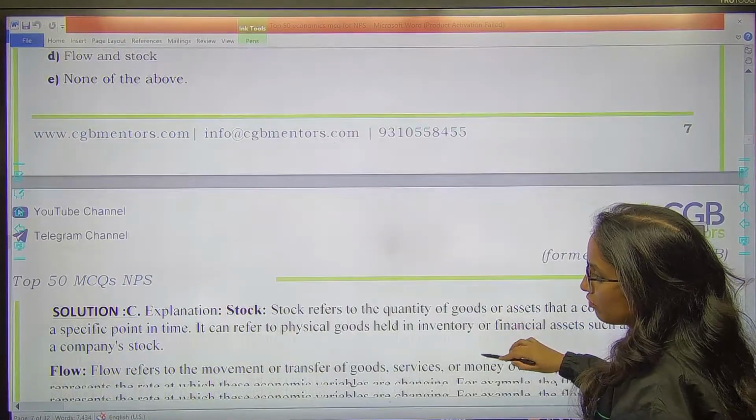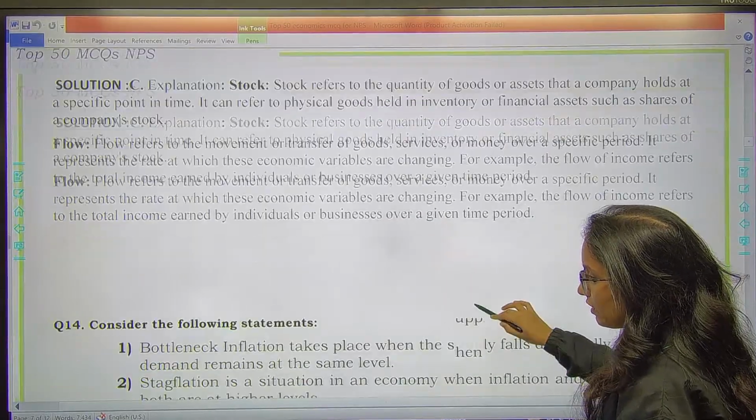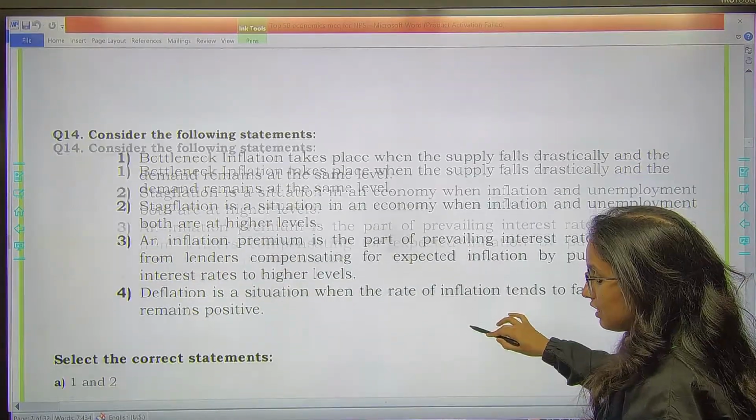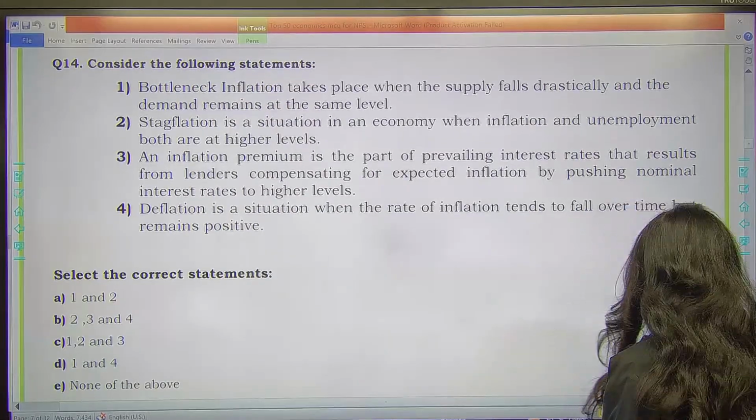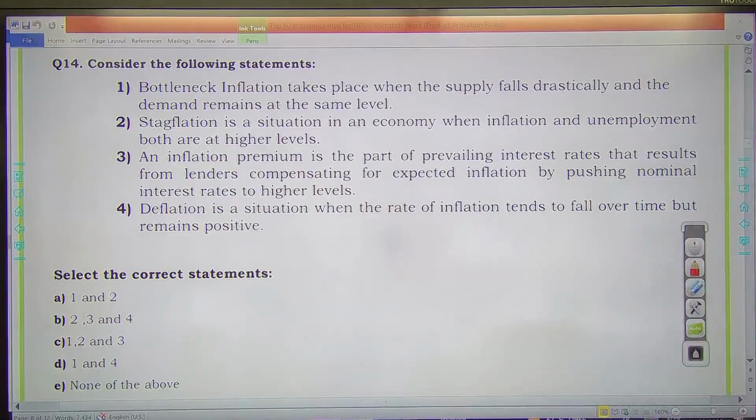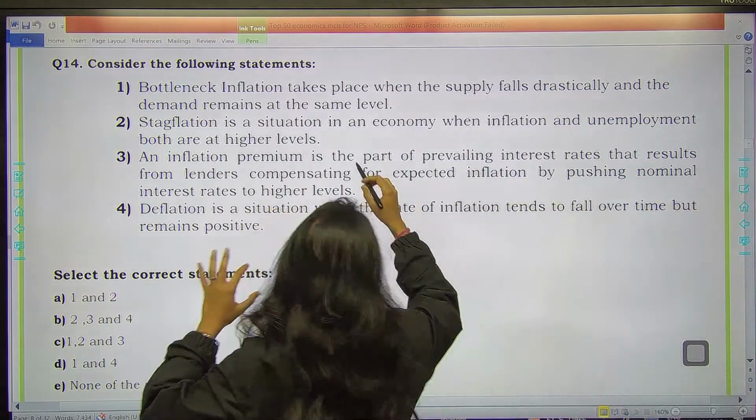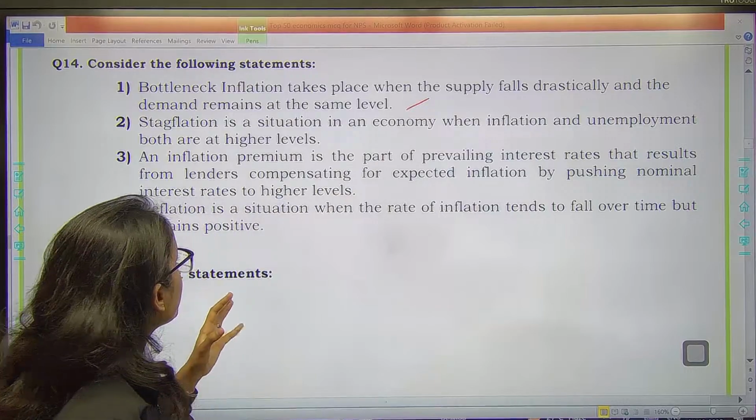Next question. Question number 14. Read the following statements regarding inflation, and then tell me the correct statement here. Correct statement. Question number 14. So first one: bottleneck inflation takes place when supply falls drastically and demand remains at the same level.